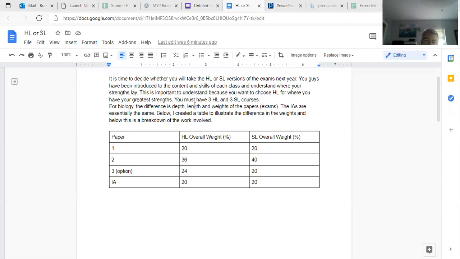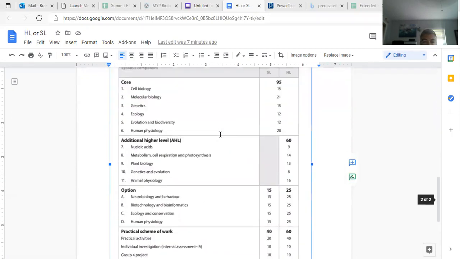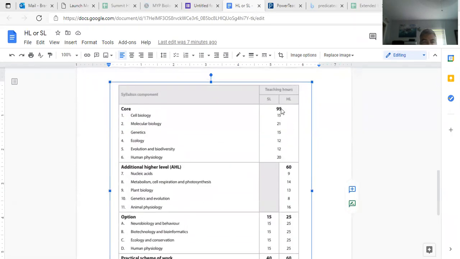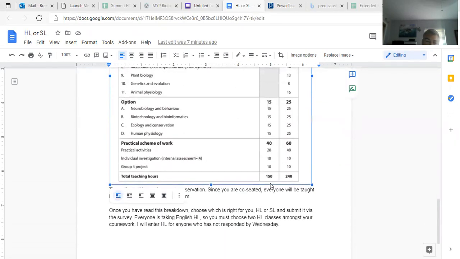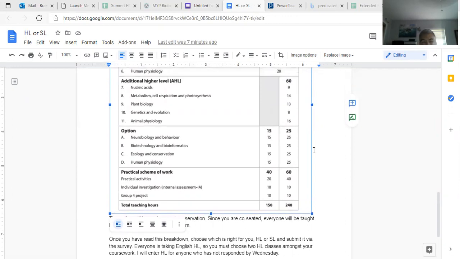A lot of people have been asking through Remind about the differences in hours for HL and SL. So let me just bring that up first. If you look at it, that's what these teaching hours say here, right? SL and HL all have the core. At the very bottom, it gives you the total: 150 hours for SL and 240 for HL.